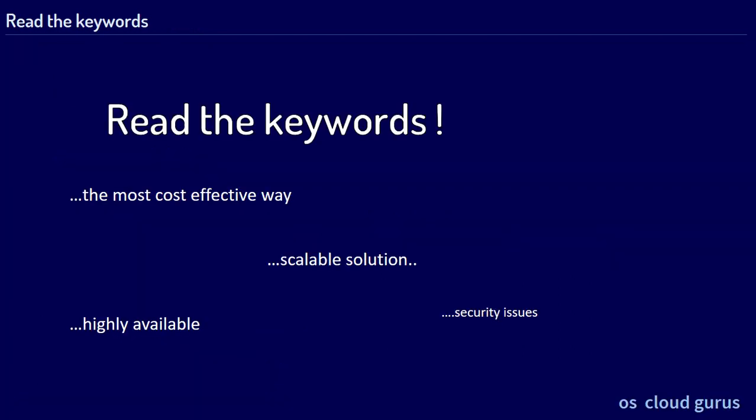So this is important to answer many questions, because the questions might be long and there's a lot of information, but you find 2 or 3 words which are going to be really important to answer the question. These are the keywords. This is going to be like the most cost-effective way, scalable solution, highly available, and so on. Let's have a look at these questions and find the keywords.